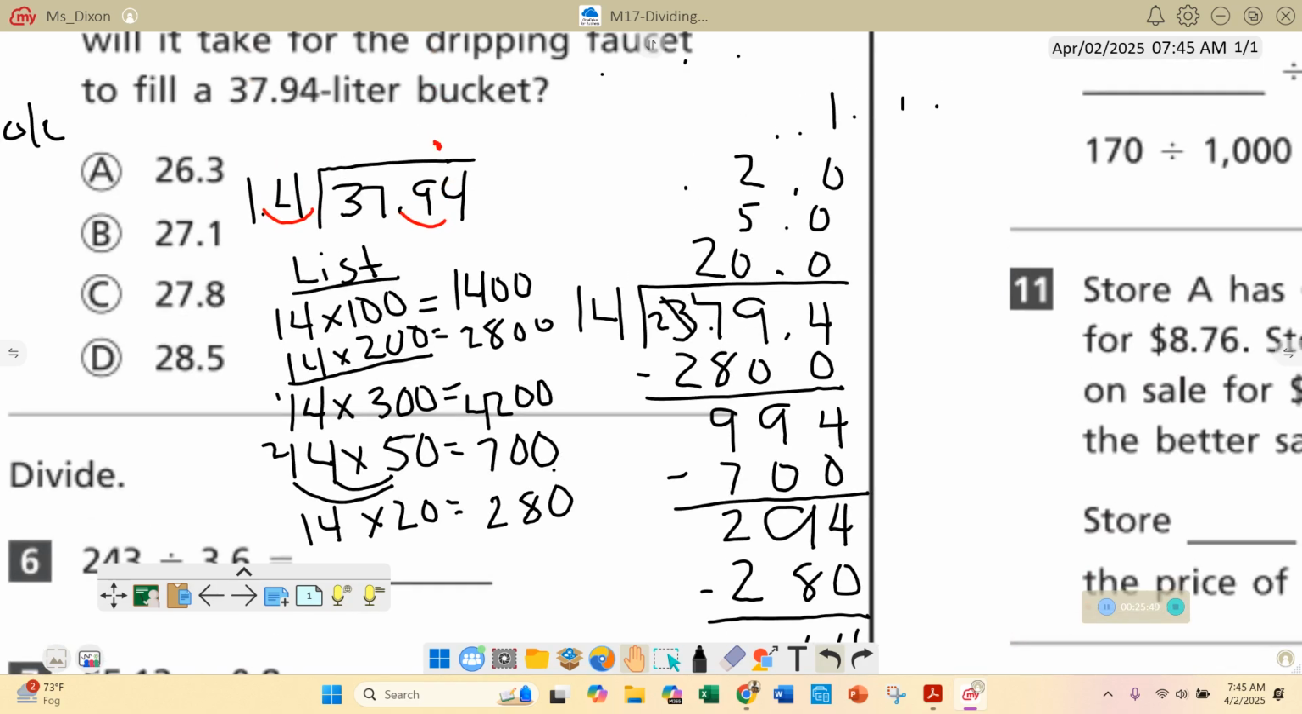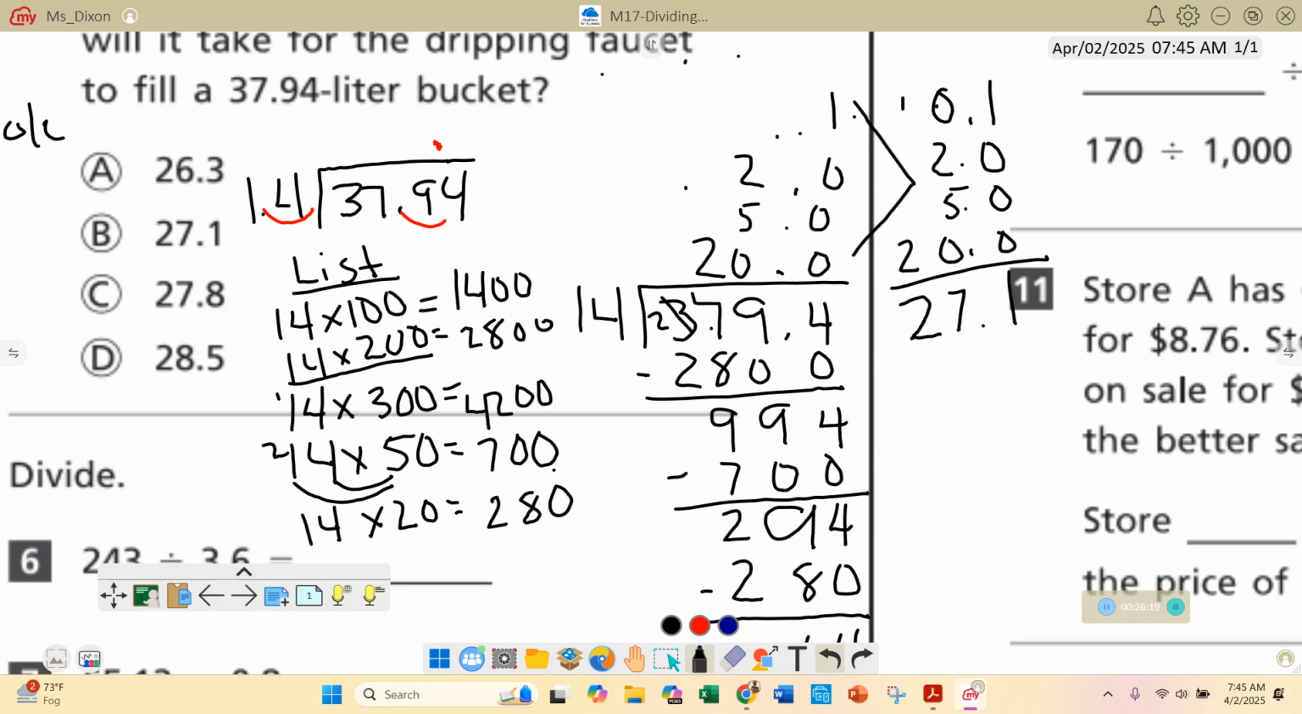All right, to get your answer, you want to add up all of your partial products. So that's going to be 1/10 plus 2 plus 5 plus 20. And that's going to be 1/10. And then 2 plus 5 is 7 and 2. So your answer is B. 27 and 1/10 hours.